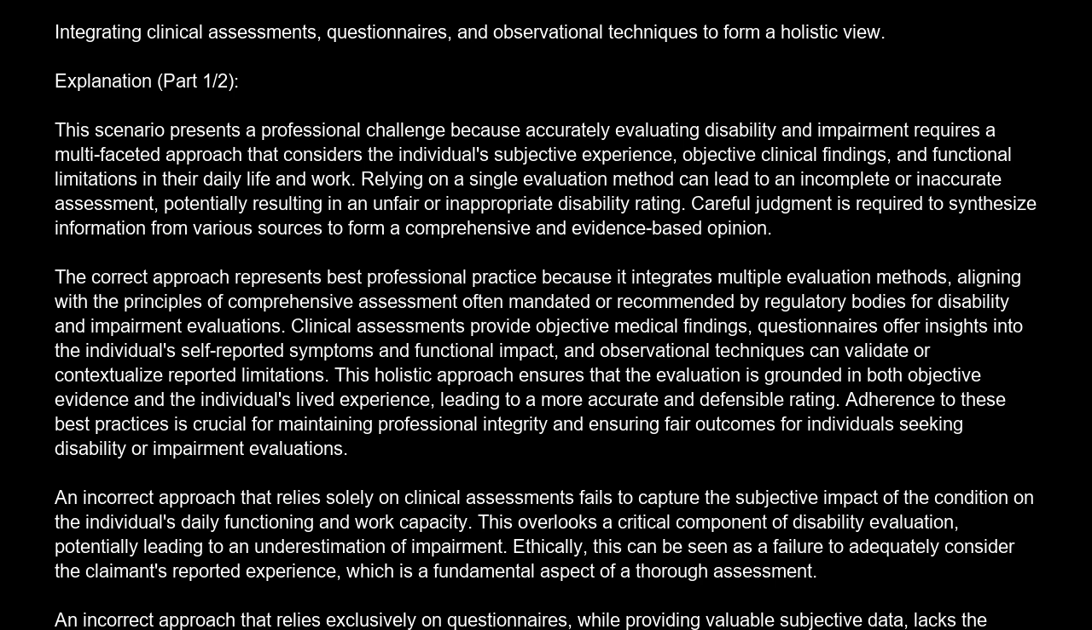Adherence to these best practices is crucial for maintaining professional integrity and ensuring fair outcomes for individuals seeking disability or impairment evaluations. An incorrect approach that relies solely on clinical assessments fails to capture the subjective impact of the condition on the individual's daily functioning and work capacity. This overlooks a critical component of disability evaluation, potentially leading to an underestimation of impairment.